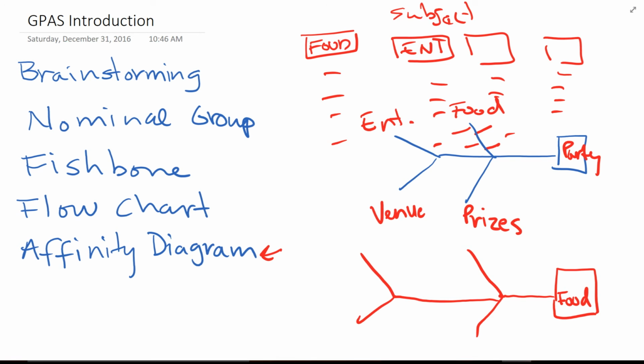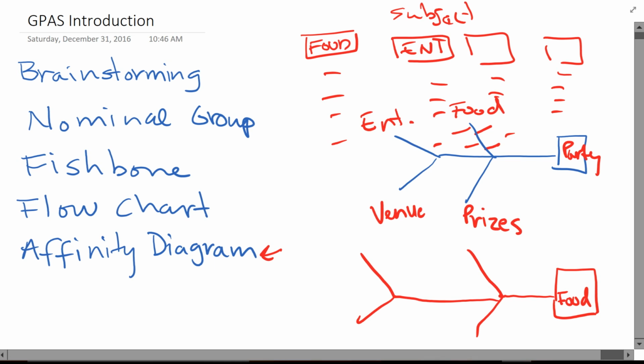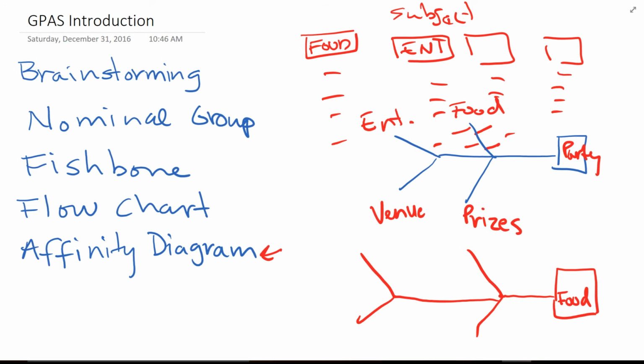The idea here is that we're categorizing our ideas. So we can do that as we generate them, or we can do that after we've brainstormed and then take the ideas we've brainstormed and put those in the proper categories, if categorization is important for us to consider at that point.